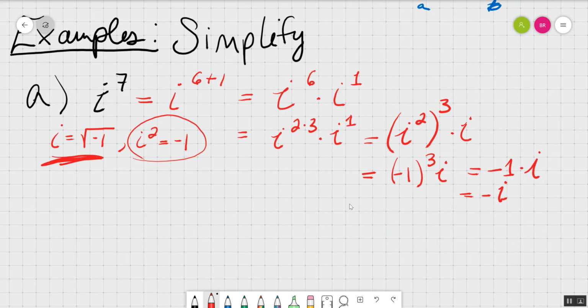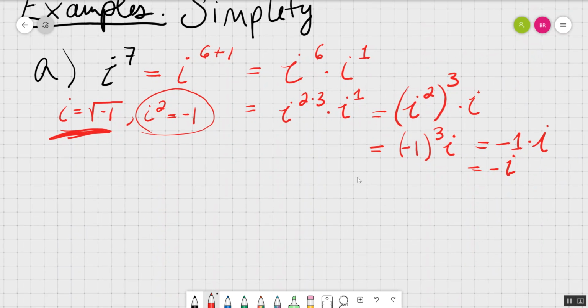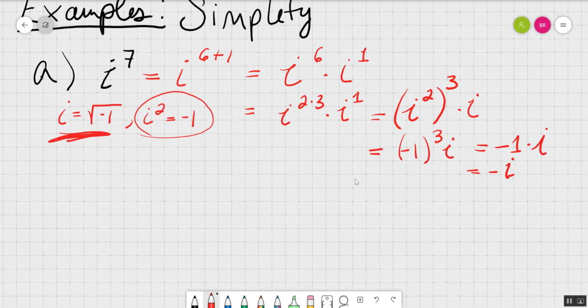Okay. Well, let's investigate further. Let's try a little bit of a more interesting one. Let's do i to the 21st power, because you totally saw that one coming. So how am I going to do this one? I'm going to rewrite 21. I'm going to try to do the same thing.